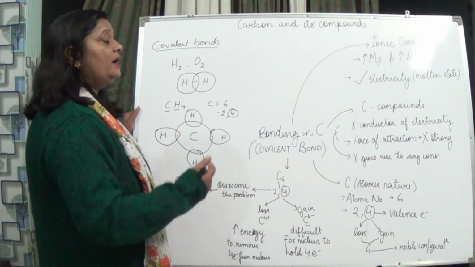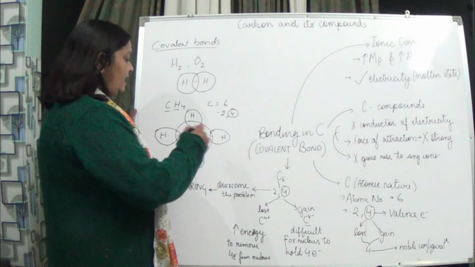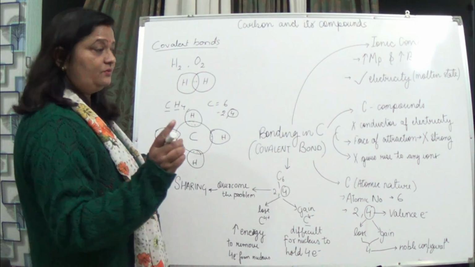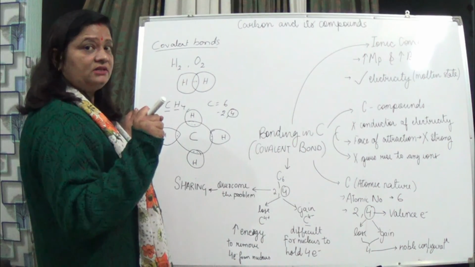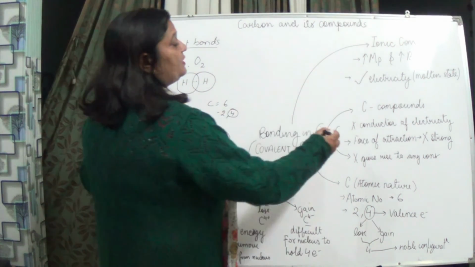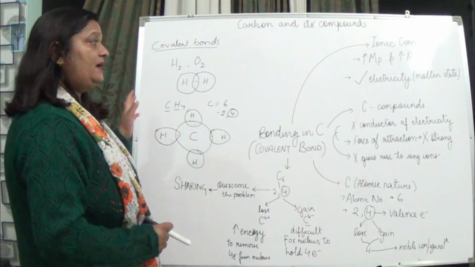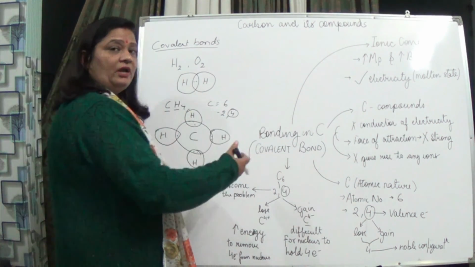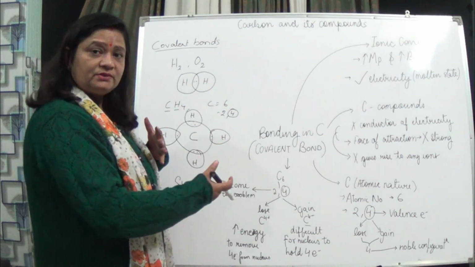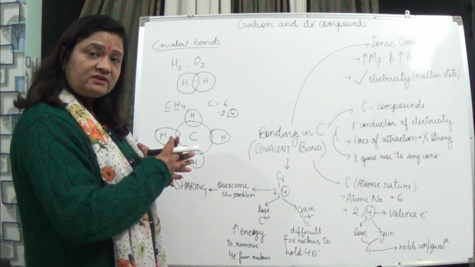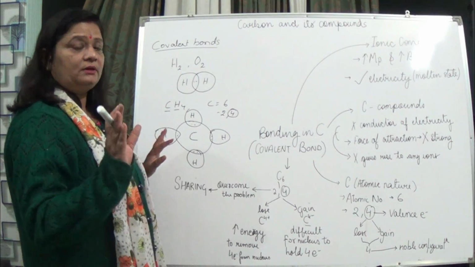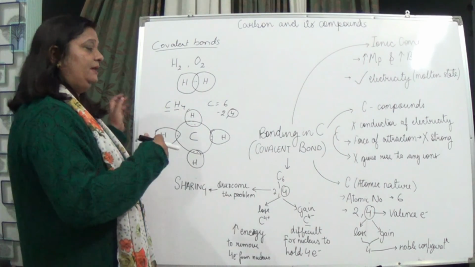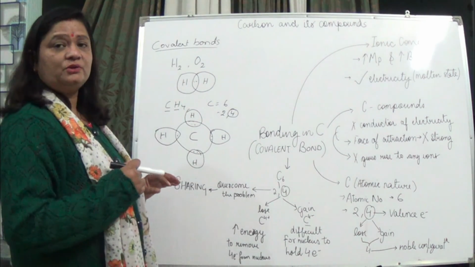When we talk about conduction of electricity, they don't conduct electricity. Here actually the sharing is taking place, not transfer. So for conduction of electricity, charges should be there. Now the force of attraction in covalent compounds is weaker than in ionic compounds, because in ionic compounds the transfer of electrons takes place and strong electrostatic forces of attraction are there, but in covalent compounds strong electrostatic force of attraction is not there. As a result, they are not such strong bonds as compared to the ionic compounds.